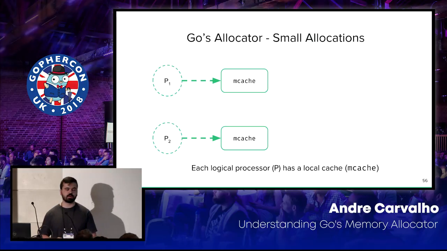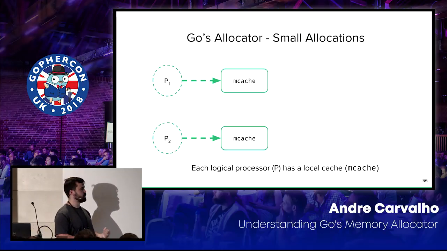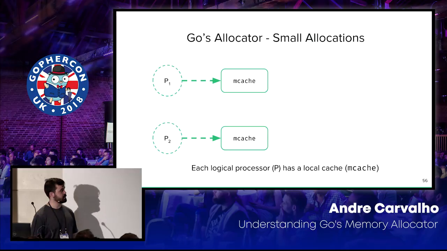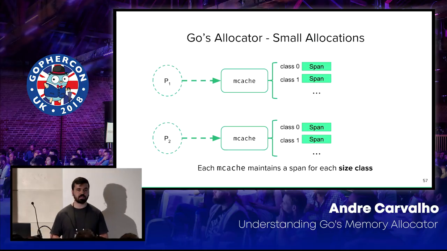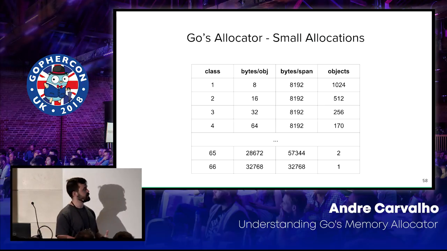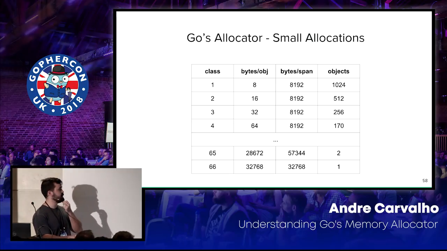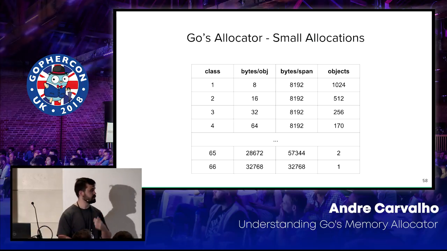Small allocations look pretty much how they do in TCMalloc. So instead of talking about threads in Go, each logical processor, which is a P on the runtime, has an mcache, which is the local cache. This local cache keeps a span for each of the size classes, which is pretty similar to TCMalloc. There are 66 size classes. These are some of them. So for instance, class 4 is used for objects of 64 bytes. Each span has 8K bytes. So each span is able to hold 170 objects.